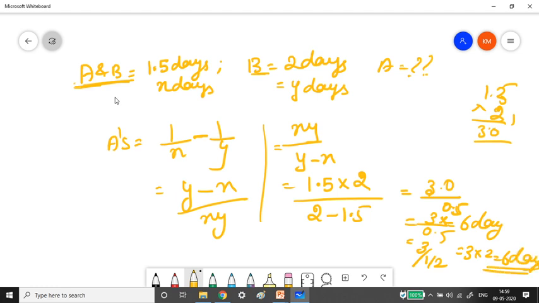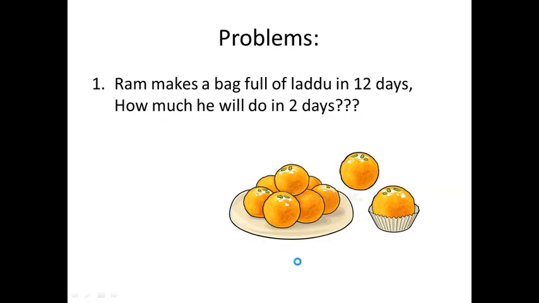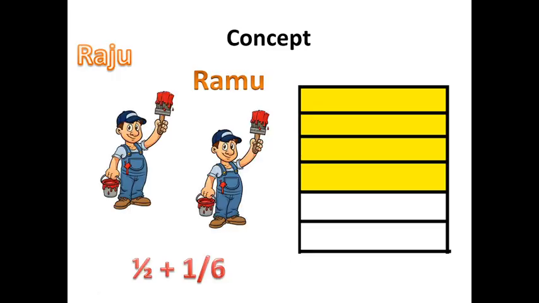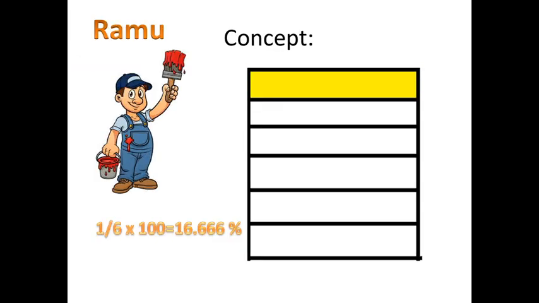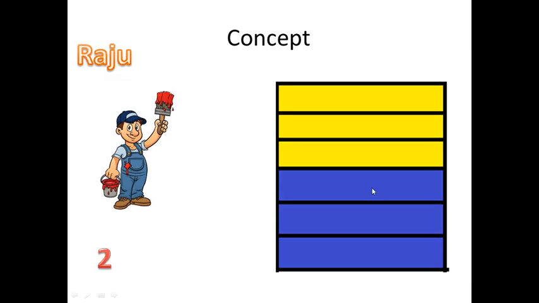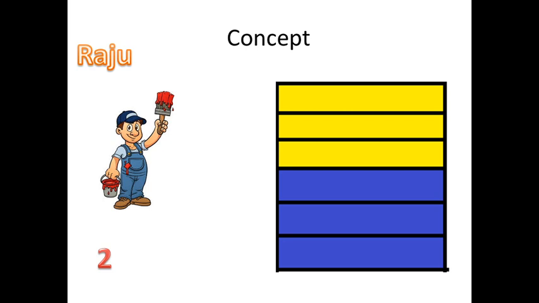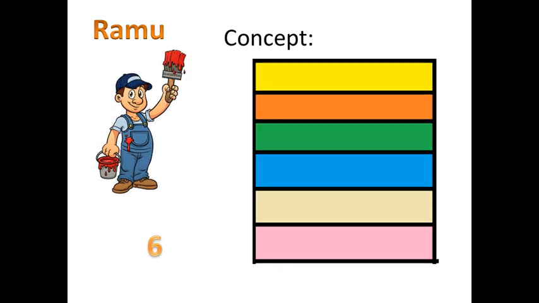Got it? Okay. So now let us go and check in the slide. We have already seen it in the very first video itself. So Ramu does it in 6 days. He painted the 6 blocks in 6 days, and Raju painted in 2 days, right? Here I have kept A as Ramu and B as Raju. So the answer 6 is correct.